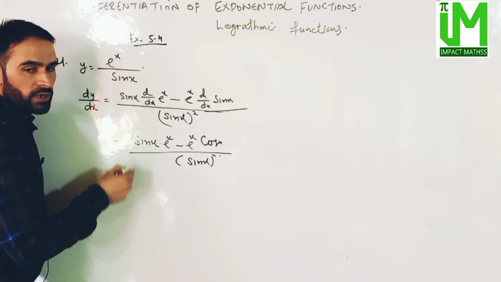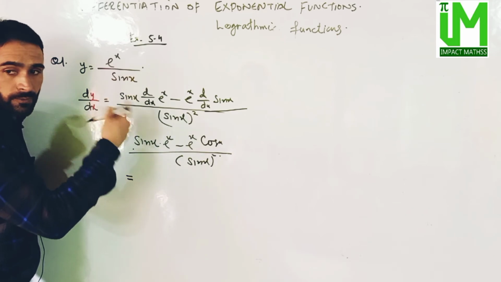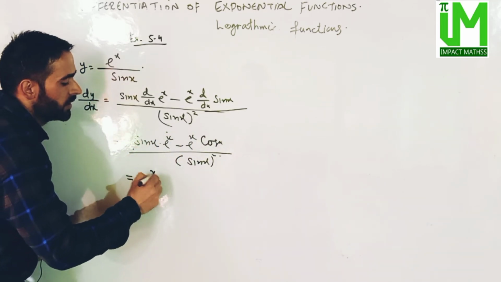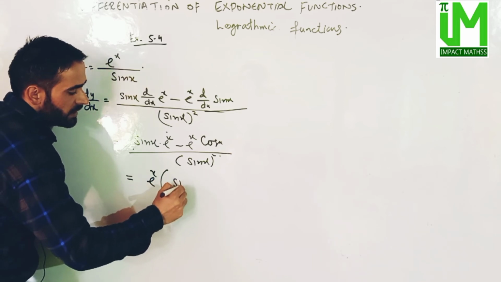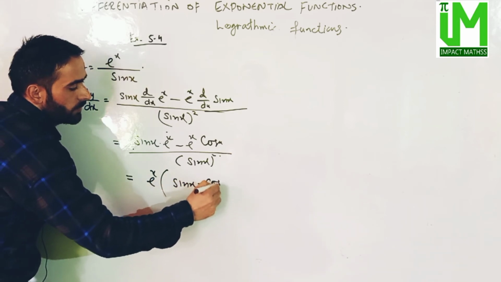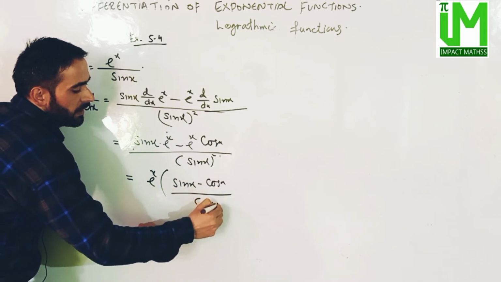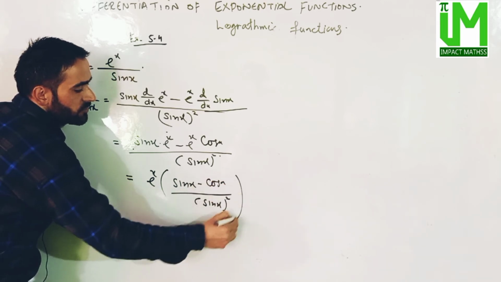This is the answer, but let us simplify it a little. Take e raised power x common. So it will be e raised power x into sin x minus cos of x, divided by sin x whole square.